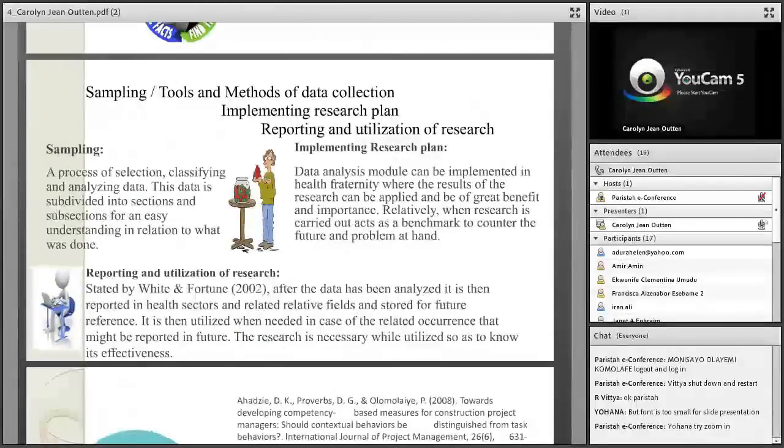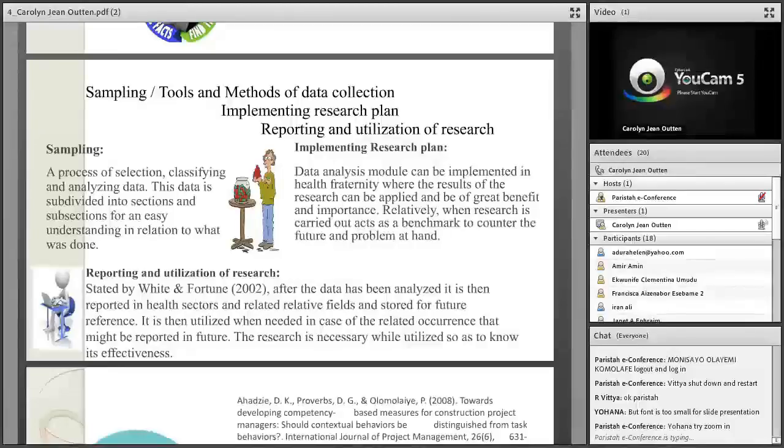Sampling tools and methods of data collection, implementing research plan, reporting and utilization of research. Sampling is a process of selection, classifying and analyzing data. This data is subdivided into sections and subsections for easy understanding in relation to what was done. Implementing research plan: a data analysis module can be implemented in the health fraternity where the results of the research can be applied and be of great benefit and importance.